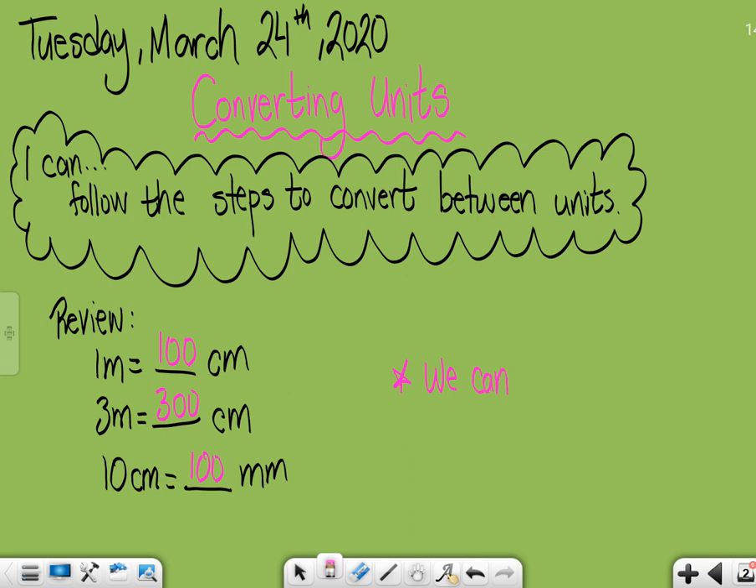Now, today what we're going to be doing, we can use, and we call it a conversion ladder to convert between units. And that's what we're going to be learning today.